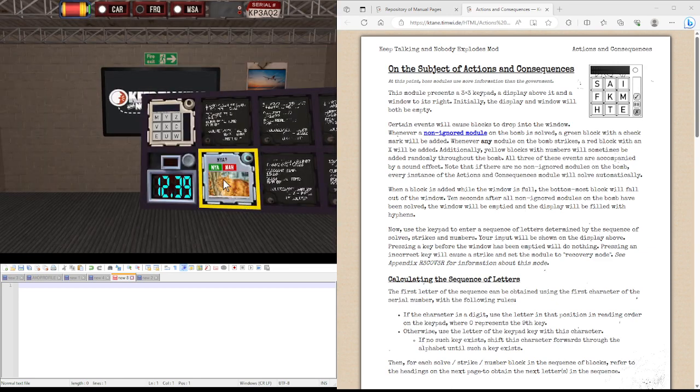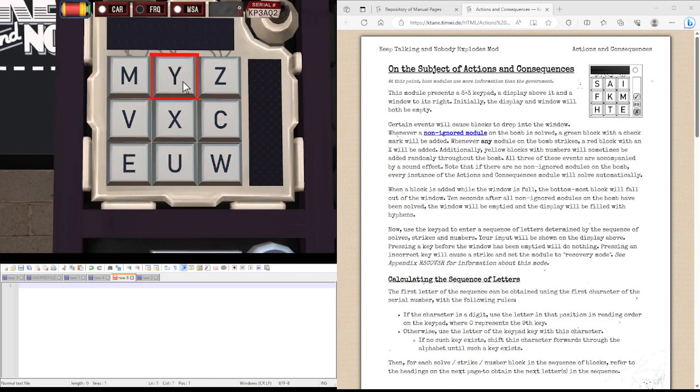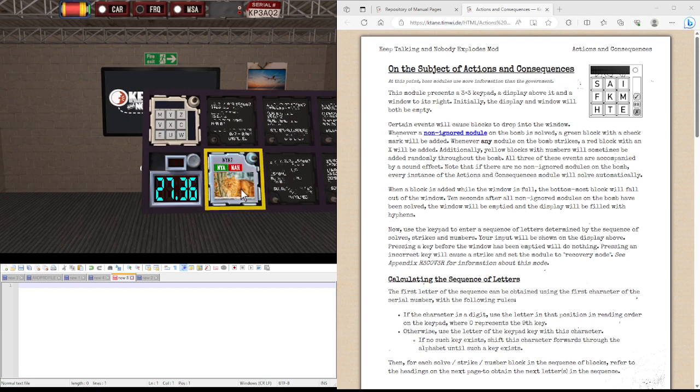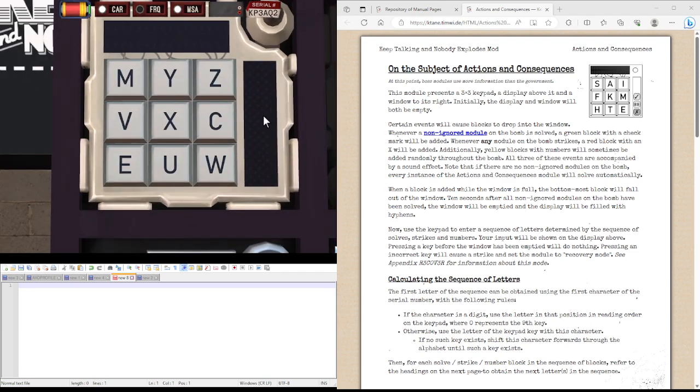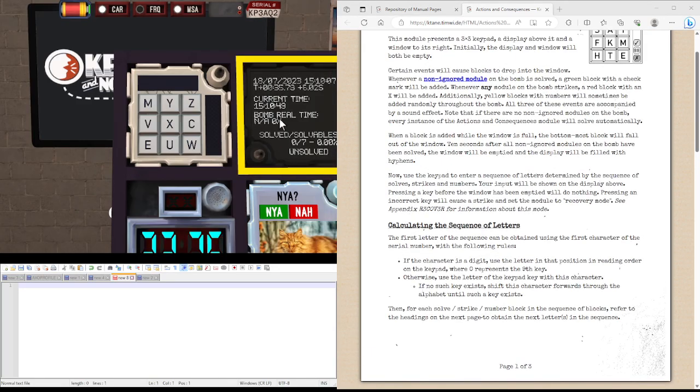But there's a reason why I've loaded up one of these instead of just the regular tool mods here. So actions and consequences will look like this to begin with, and there will be blocks that appear here. They'll either be solve blocks, which is a green tick, strike blocks, which is a red X, that's why I've got this so I can strike on it, and then number blocks, which will be yellow with a number on them. So let's just solve some stuff.